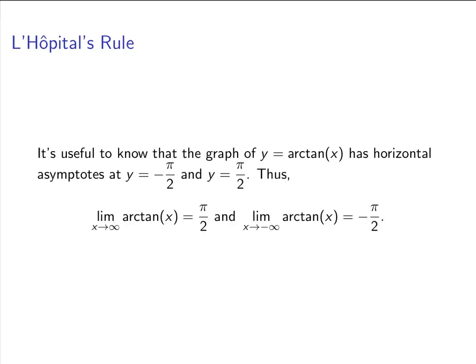Those horizontal asymptotes lead us to the understanding that the limit as x approaches infinity of arctangent of x is equal to pi over 2, and the limit as x approaches minus infinity of arctangent of x is negative pi over 2.